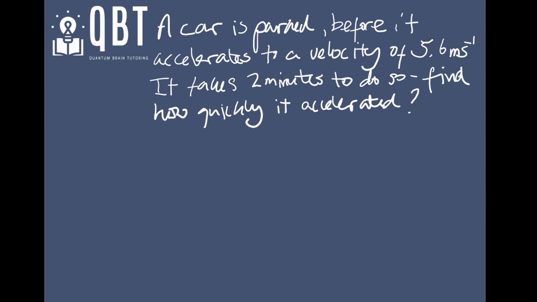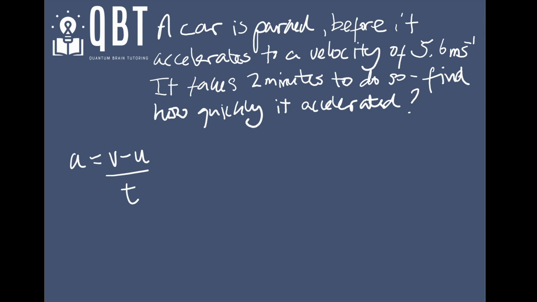Alright, so let's use our knowledge of our new equation, A equals V minus U over T, to solve this question. Let's have a look. A car is parked before it accelerates to a velocity of 5.6 meters per second. It takes 2 minutes to do so. Find how quickly it accelerated.